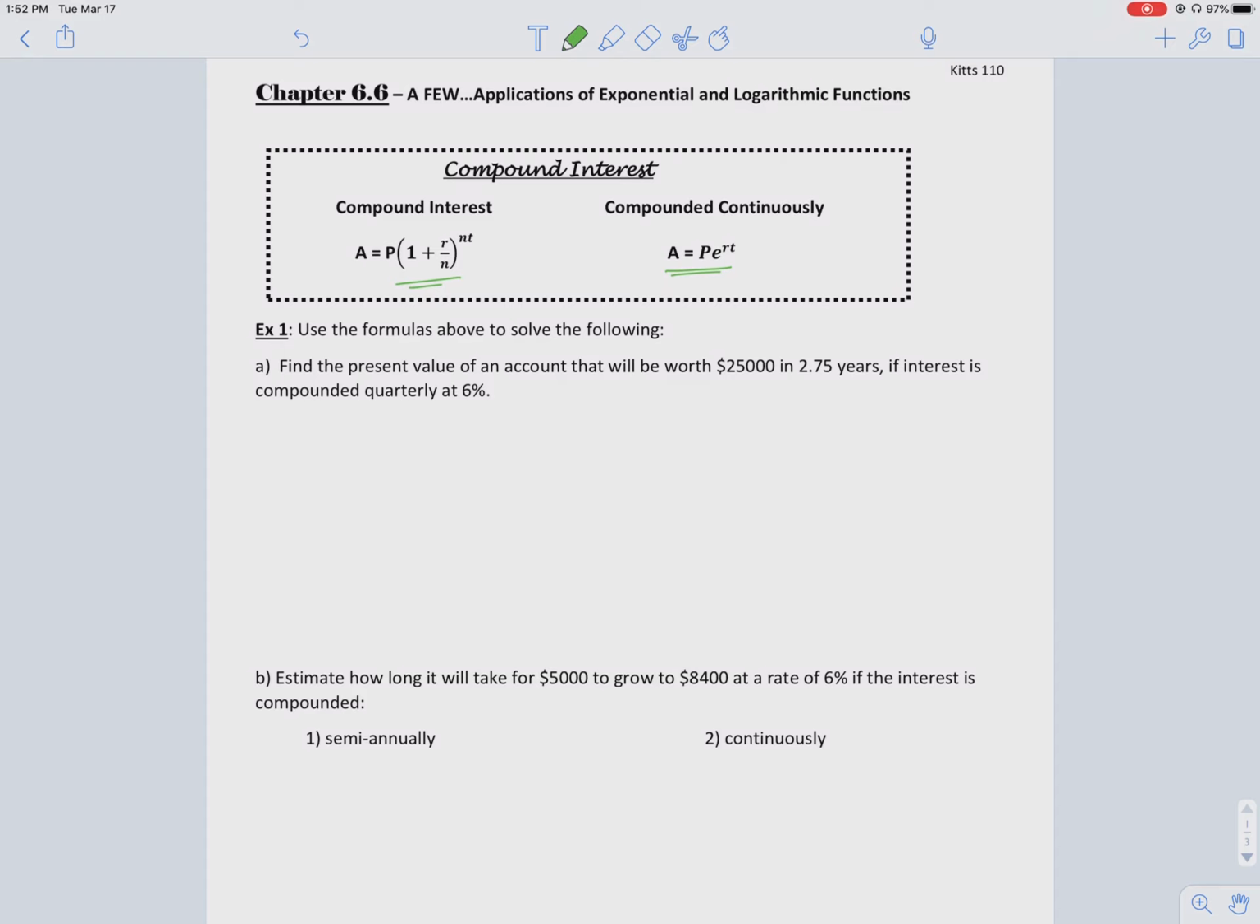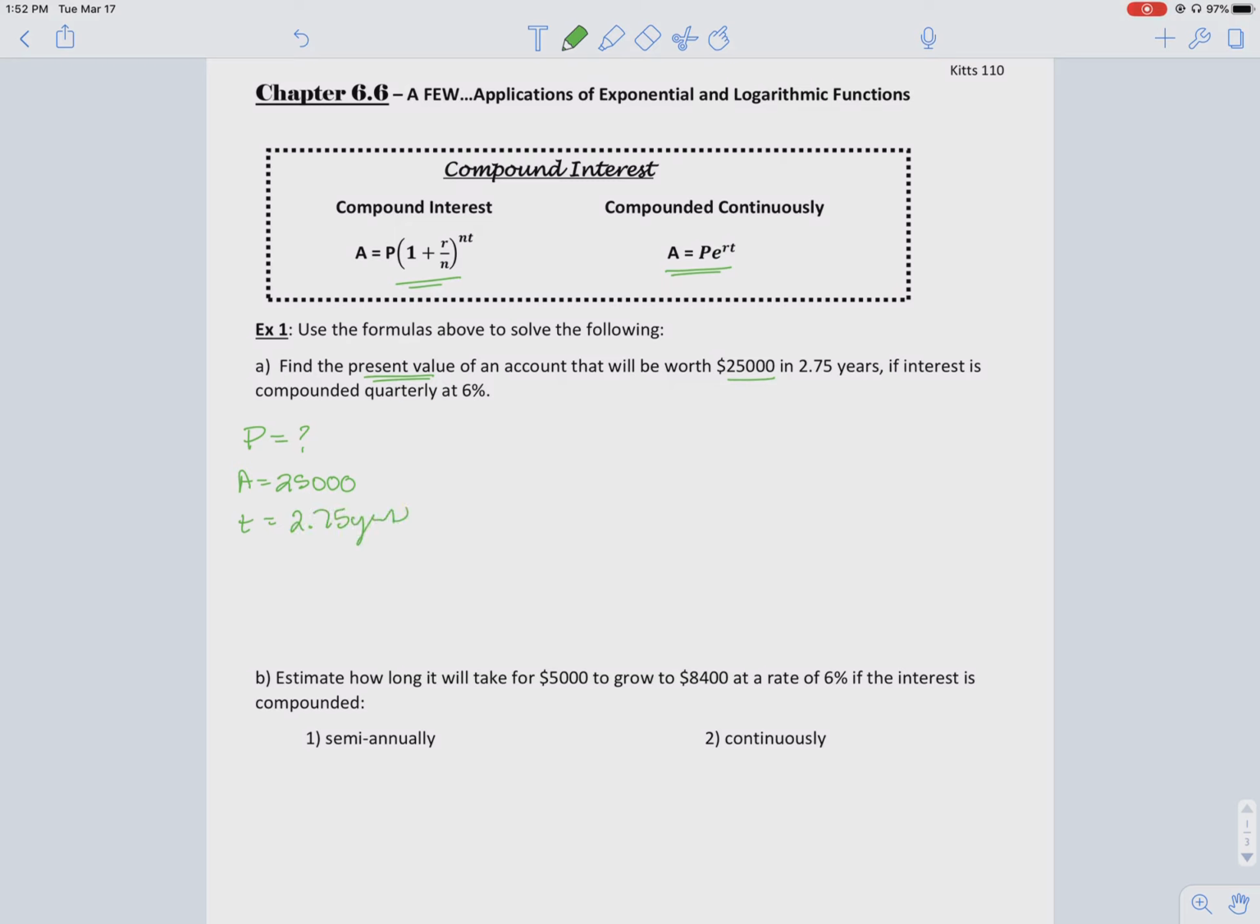Find the present value of an account that will be worth $25,000 in 2.75 years if the interest is compounded quarterly at 6%. So we know that we want to find the present value. That's the P, the principal. Okay, so that is what we don't know. We know that it's going to be worth $25,000. So that is my future amount. And the time is 2.75 years.